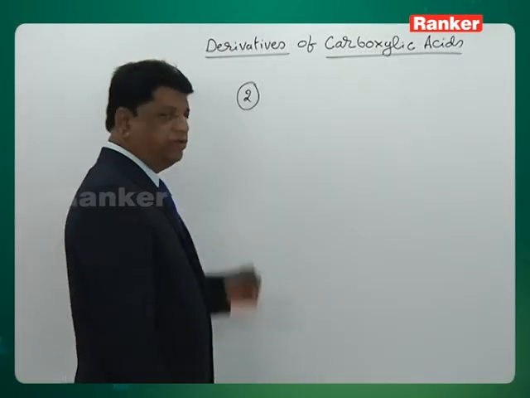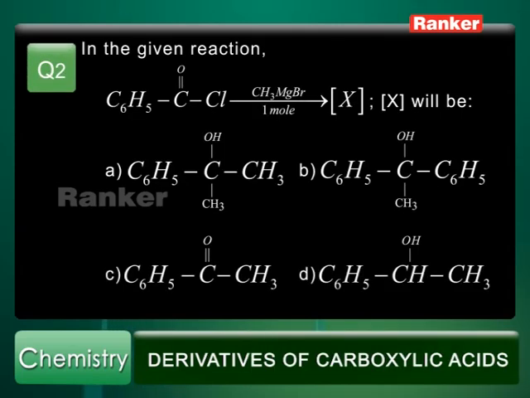So, let us go to question number 2. In the given reaction, benzoyl chloride, an acid chloride, is treated with 1 mole of methyl magnesium chloride, specifically mentioned 1 mole, and X is formed. X is the compound that is asked here. Option A is a tertiary alcohol with phenyl and 2-methyl carbinol. Option B is 2 phenyls and methyl carbinol. Option C is a methyl phenyl ketone. Option D is a phenyl methyl containing a secondary alcohol.